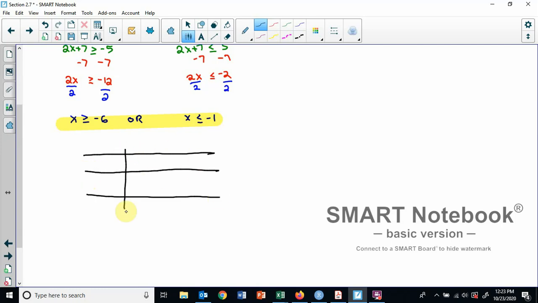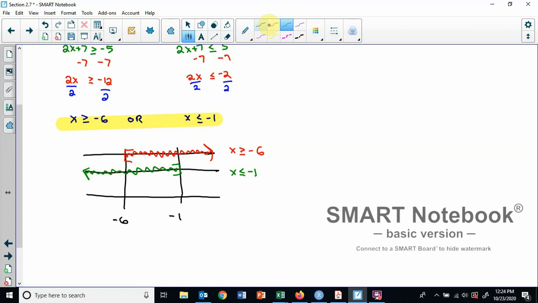Okay, let's see. I have negative 6 and negative 1. And let's graph the first one. X is greater than or equal to negative 6. So go to negative 6, or equal to means it's a square bracket, and greater than pushes it that direction. Let's do the other graph. X is less than or equal to negative 1. And so at negative 1, it's a square bracket, and less than or equal to runs us this direction.